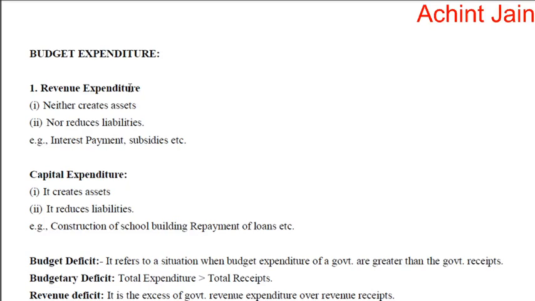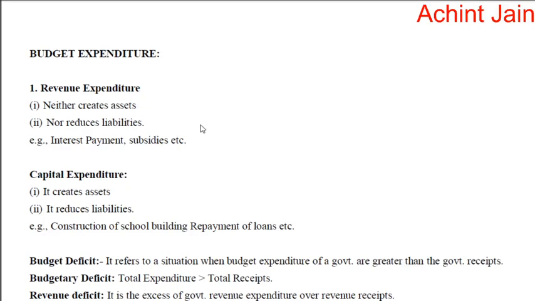But non-plan revenue expenditure, which is also part of the revenue expenditure, covers a vast range of general, economic and social services of the government. For example, expenditure as a relief to earthquake victims, etc. Now the pandemic situation is going on, and whatever expenditure the government incurs as relief is also part of the non-plan revenue expenditure.